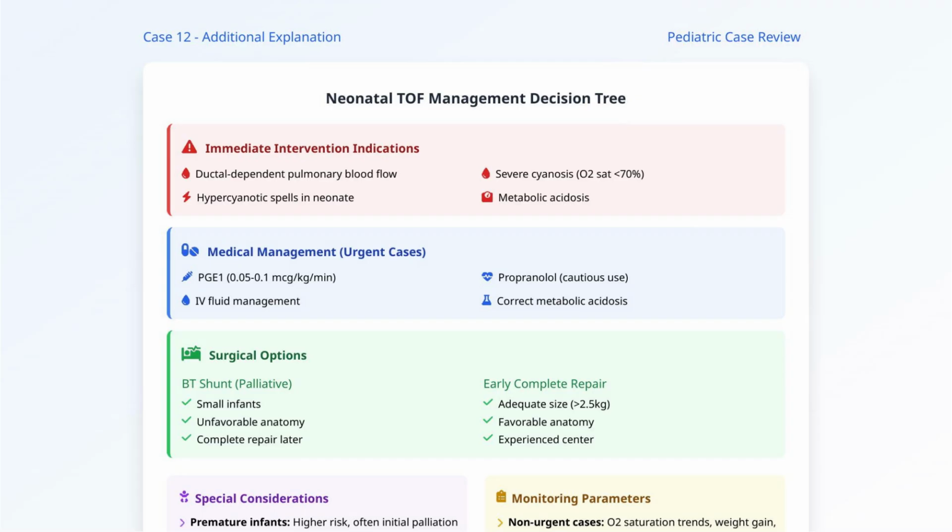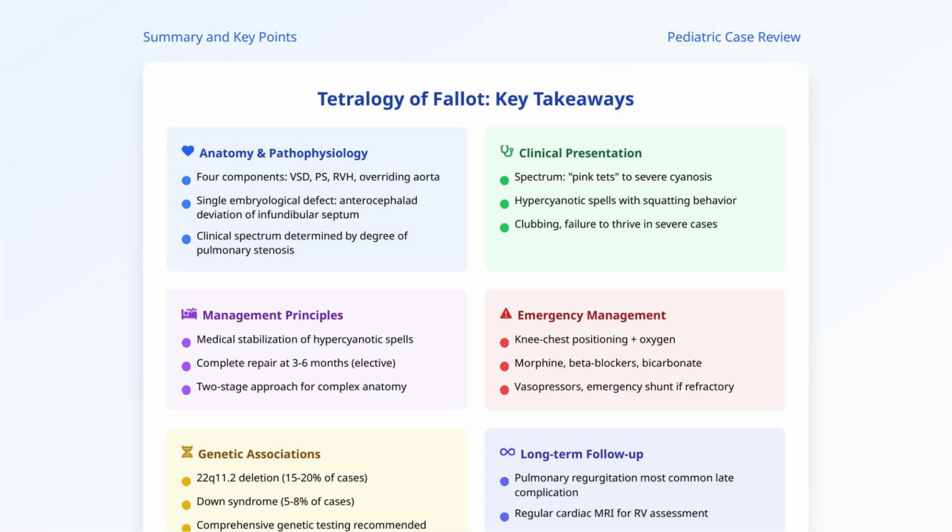Medical management in urgent cases includes prostaglandin E1 infusion at 0.05 to 0.1 micrograms per kilogram per minute to maintain ductal patency, cautious beta blocker use, and careful fluid management. Surgical options include a Blalock-Taussig shunt as a palliative procedure versus early complete repair, with the decision based on patient size, anatomy, and institutional experience. For non-urgent cases like our patient with mild cyanosis, monitoring parameters include oxygen saturation trends, weight gain, and development of hypercyanotic spells. As we conclude our comprehensive review of Tetralogy of Fallot, let's summarize the key points.